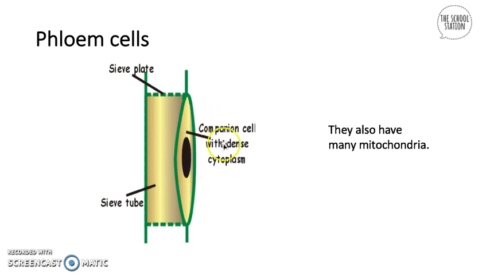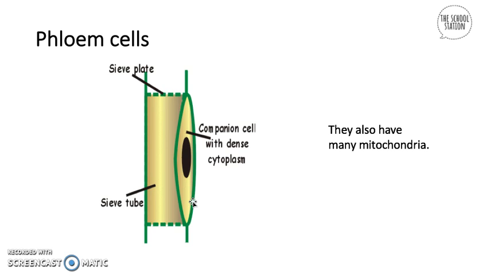And they also lose a lot of the internal structures. Phloem cells lose a lot of the internal structures, but they're supported by companion cells that help them to keep alive. The mitochondria of the companion cells transfer the energy needed to move dissolved food up and down the plant in phloem. So that's basically the reason why they lose internal structures.